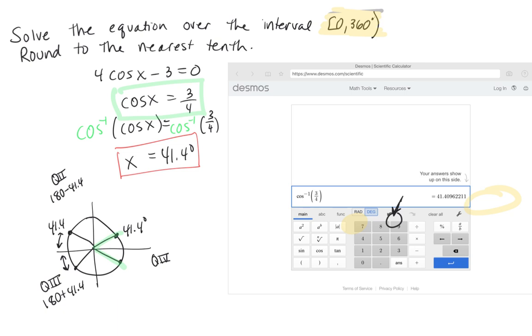Okay, so the angle that we're looking for, we're going to find by taking 360 minus 41.4, and that gets us our second angle, which is 318.6. And that is done.